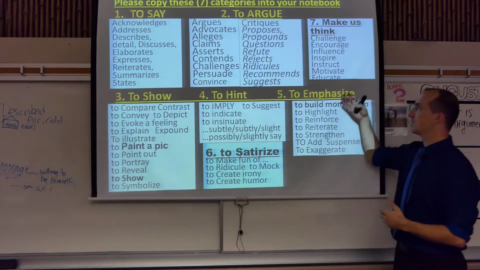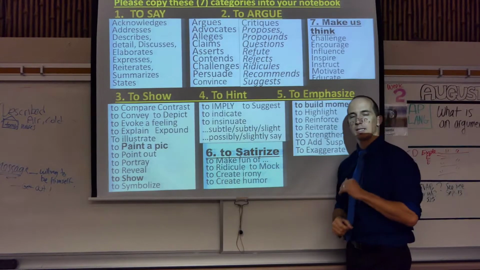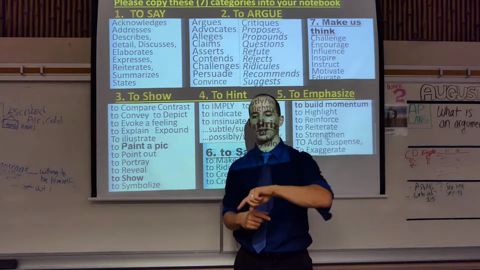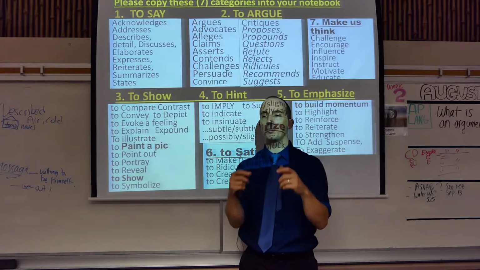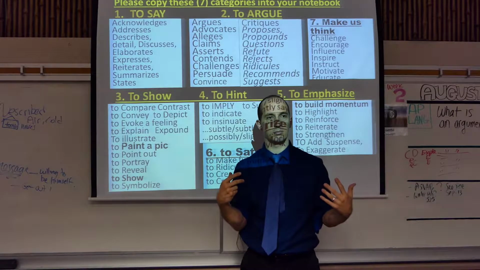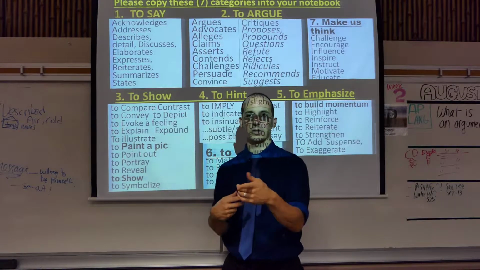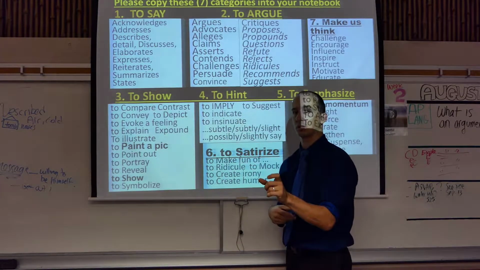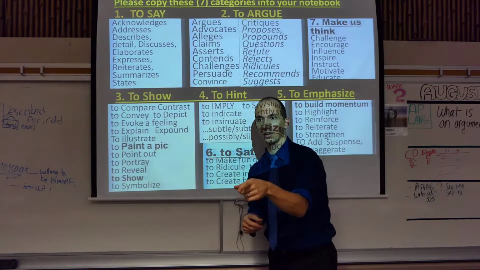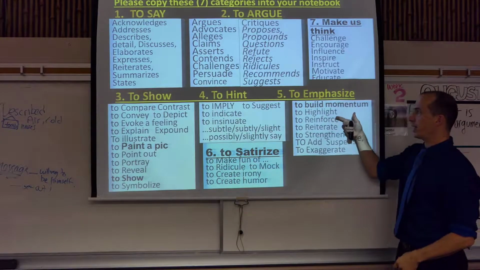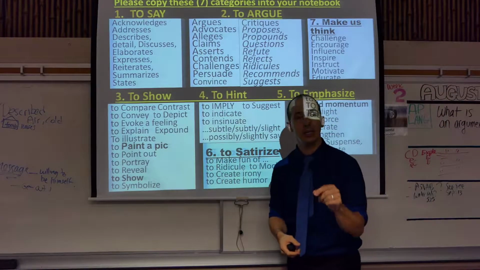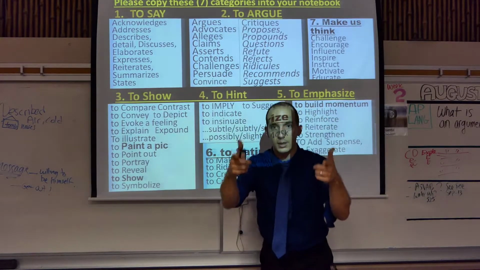We have number 5, to emphasize. Let's see if you guys can use some math in English class. How many times yesterday were the houses being compared to tombs? How many? Just say it. 3 times. The houses were compared to tombs. So the author calls the houses tombs to reiterate, reinforce, highlight, strengthen, exaggerate the fact that these people were.